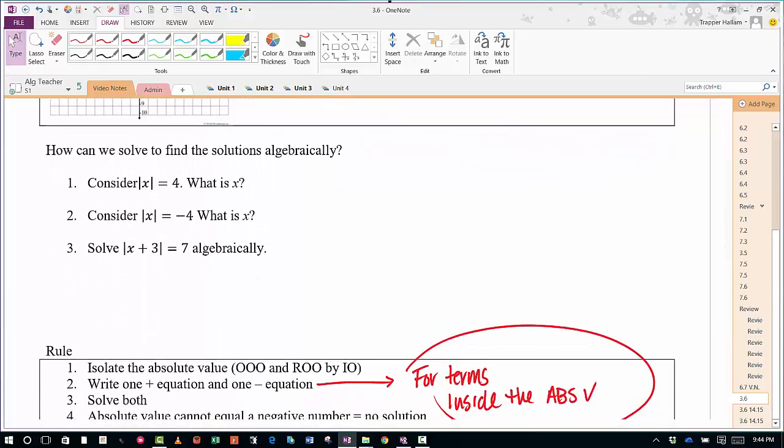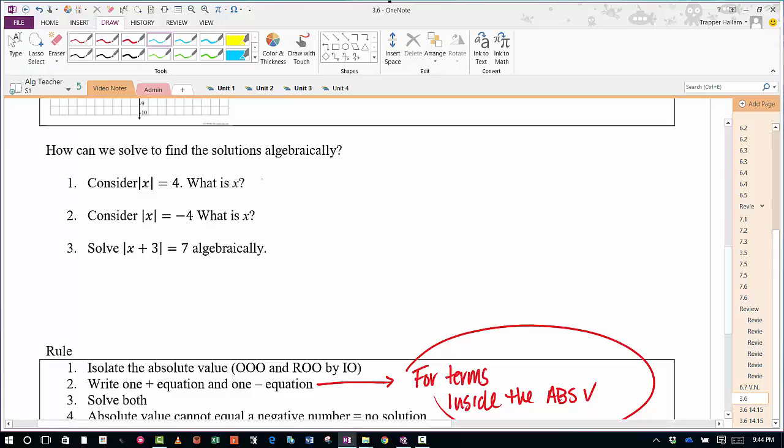So let's talk about what could be a solution for an absolute value equation. Okay, so here we've got one. It says 1, consider the following, right? So the absolute value of x equals 4. What values could I plug into that absolute value sign there for x that would make that a true statement? What values could x be?